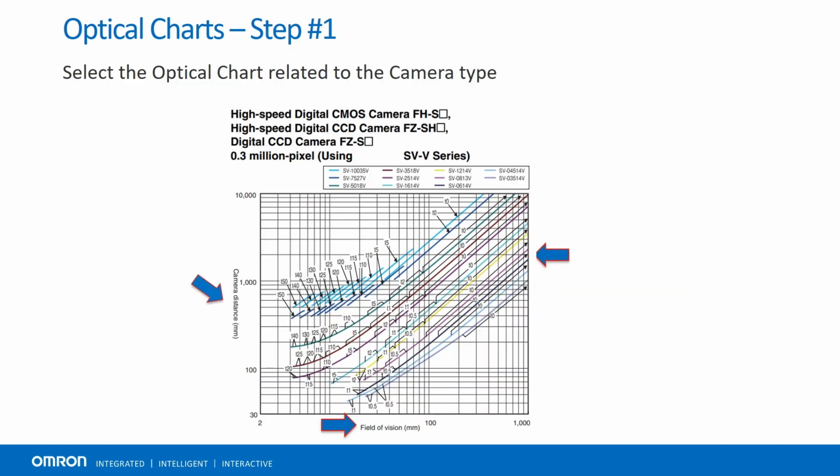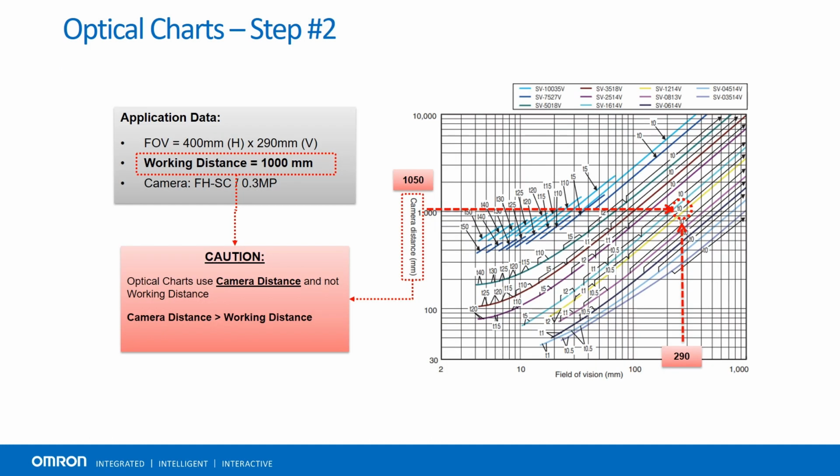Once we have selected our camera and lens series, we can navigate to the associated optical chart to narrow down to a specific lens. We can see at the top the supported cameras, as well as the series of lens being identified. Using the data from our application, we want to see where the data points meet. In this example, we can see that our field of view is 400 mm by 290 mm. We always use the smaller of the two values for the x-axis.